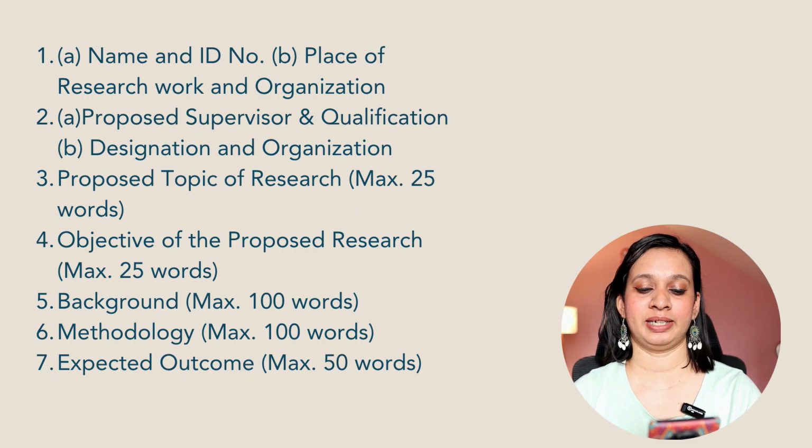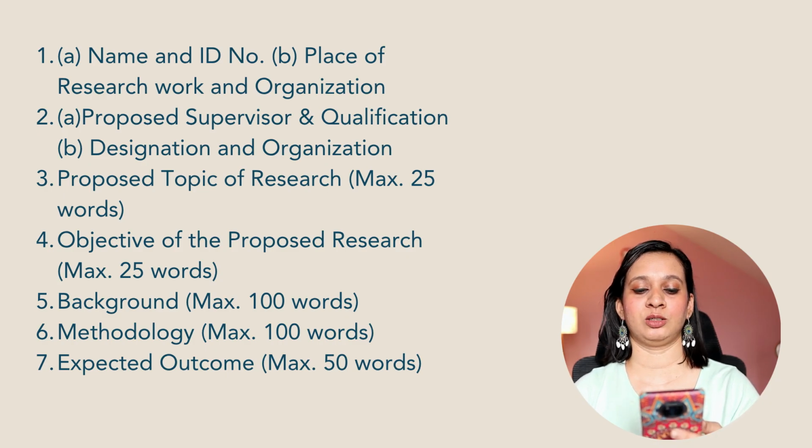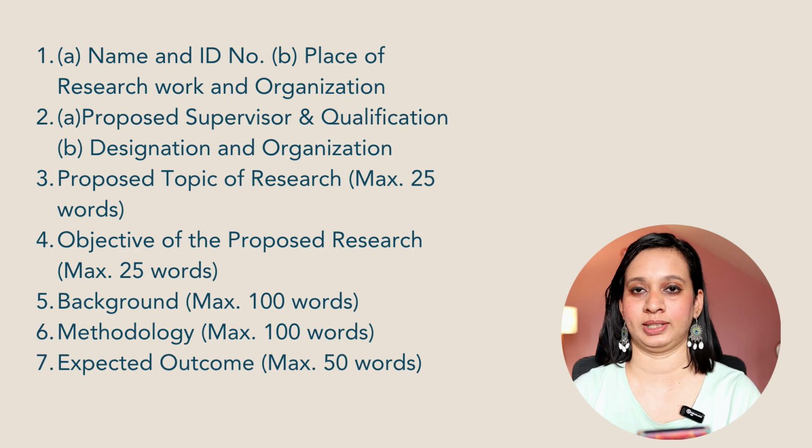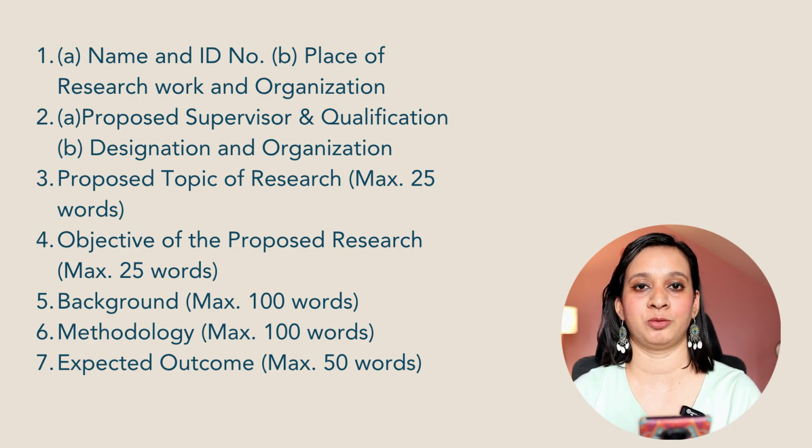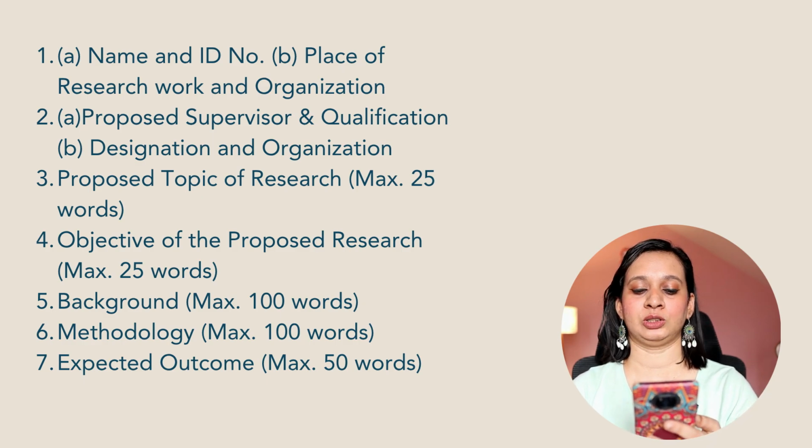Moving on with the video, let's start with what are the different components of a research proposal. Before we come to the research proposal, first I would like to share about a one-page document that you need to give, which is the summary of the research proposal. This document is of one page. It is different from the main research proposal. It has your name and ID, place of research work and organization, proposed supervisor and qualification, designation and organization.